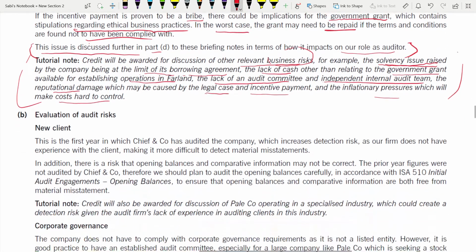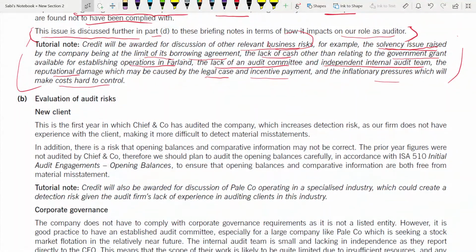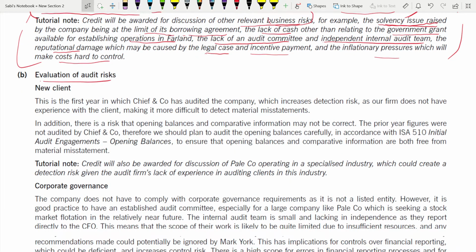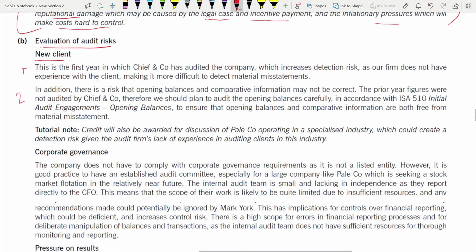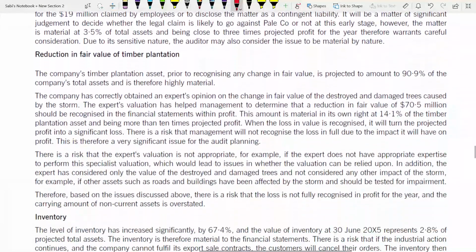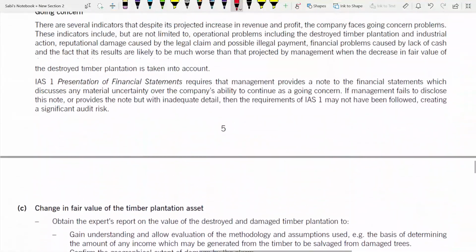So, coming to the next one, part B. Part B also has a heading like this: evaluation of audit risk. Straight away write the points and use different subheadings for each point. Under that also you can write different paragraphs. For one point you can write in different paragraphs also; not necessarily only one paragraph. You have used two paragraphs to write this. So the first one is new client. This is an audit risk. If you see the length of answer B, it will definitely be bigger than your A because it is worth 20 marks.